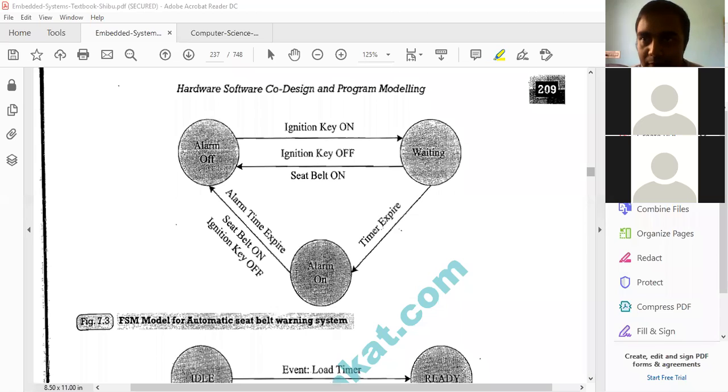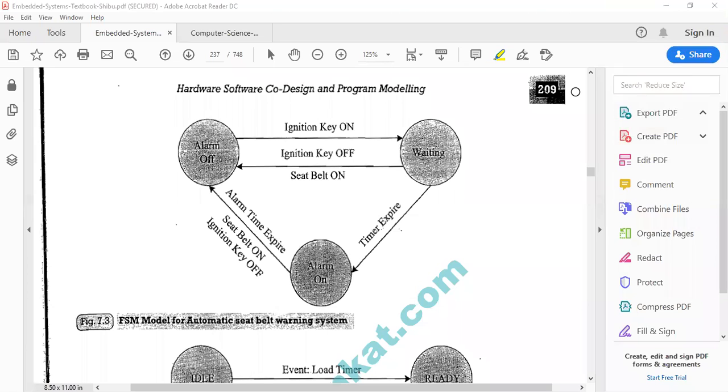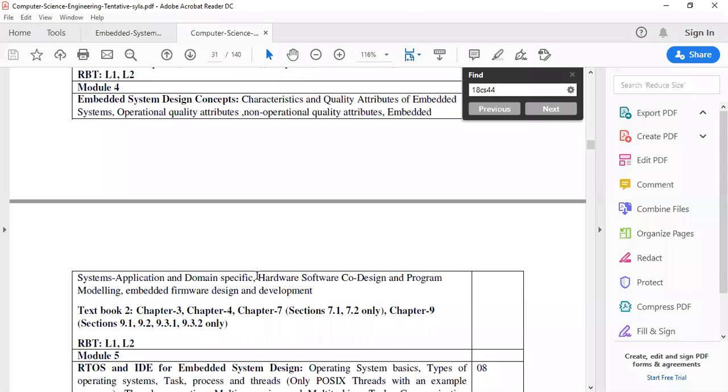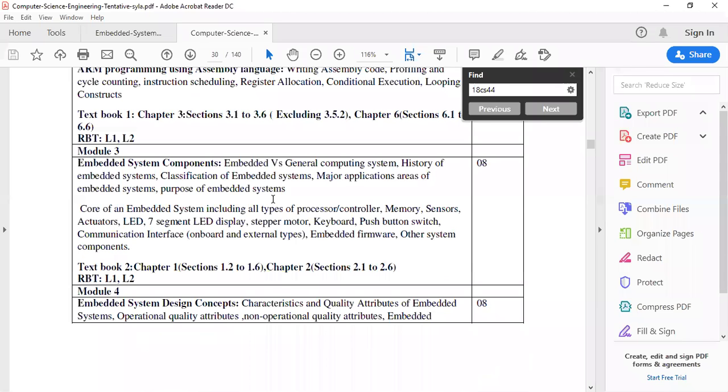Let's begin with the class. We were discussing previously, right? We discussed embedded versus general computing systems. So the difference. We discussed the same concept in the first module also: the difference between microprocessor and the microcontroller. I hope you remember this, right?